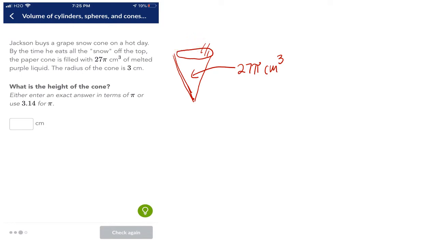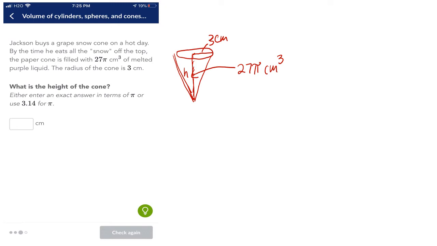I'm actually gonna erase the snow on top of there because, well, he ate it. And the radius is 3 centimeters. What is the height of the cone? So that's the height of the cone. What is the height of the cone? Enter an exact answer in terms of pi.